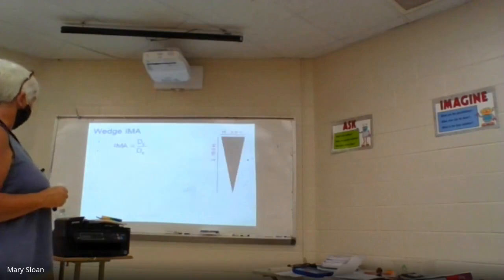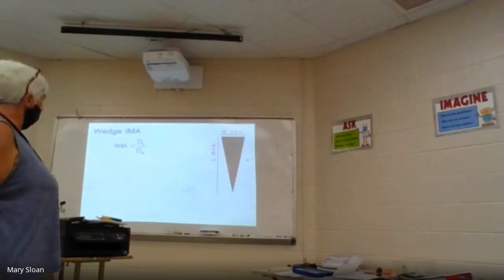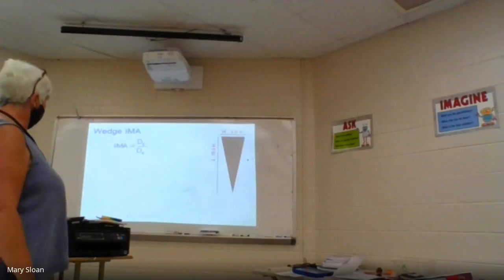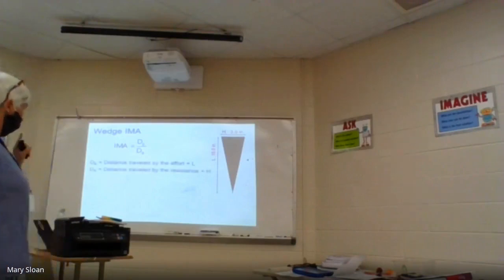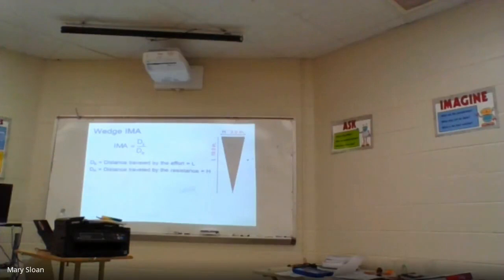Okay, so when we're using a wedge, our IMA is going to be the distance traveled by the effort divided by the distance traveled by the resistance. So please write that on your paper.